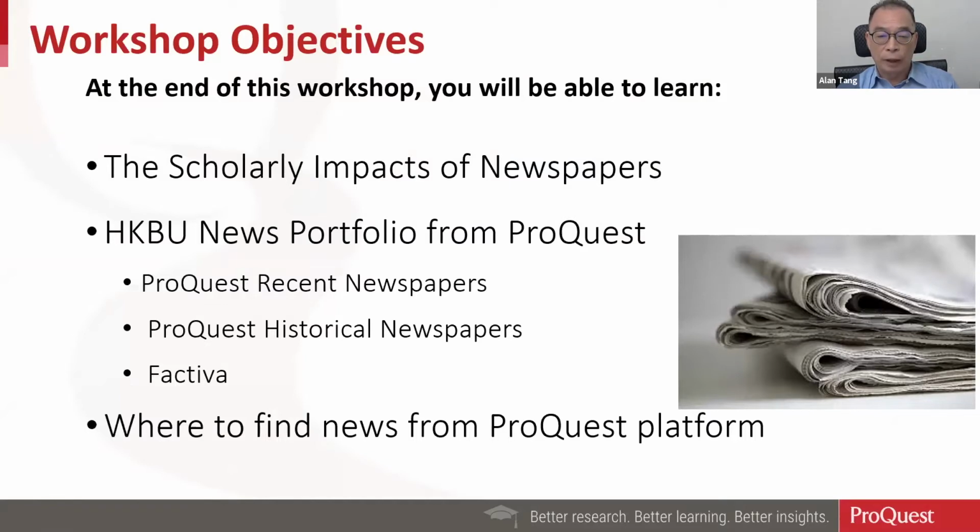Actually, there are three main news collections. One is the recent newspapers, or you can call it current newspapers. Secondly is the historical newspapers. We have four types of historical newspapers that Hong Kong Baptist University subscribed. And then one third-party database, Factiva, which is a very famous business-related news source from Dow Jones. And last but not least, I will demonstrate how to find news from ProQuest platforms.